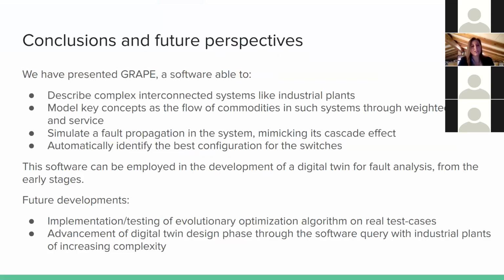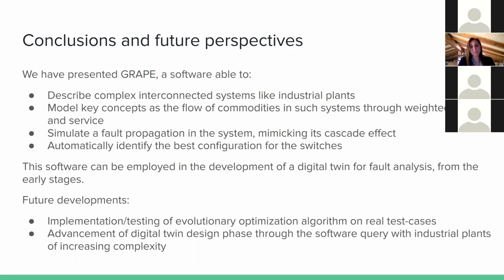Okay, let me conclude. I've presented GRAPE, which is a software able to describe complex interconnected systems like industrial plants. We have been able to model, in a pretty general way, key concepts such as the flow of commodities, practical ones, in such systems through weighted graphs, so through concepts that are inner to the graphs themselves. Service is fundamental, you have seen why. We can simulate the fault propagation in the system. We can mimic the cascade effect, but also we can automatically identify with GRAPE the best configuration for the switches, to give support for the crew, for example, in the case of SAFE.